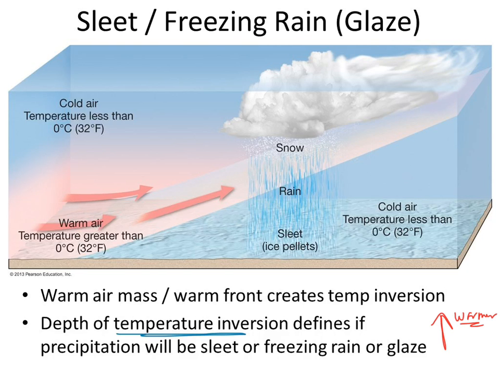I think on my review sheet I said, you can think of it as kind of a warm pocket of air above cold. Okay, and so what that obviously allows the precipitation to do is basically fall as snow, melt into liquid, and then refreeze at the Earth's surface. And we talked that depending upon the depth of the temperature inversion, if it's real deep, you'll get sleet. If it's not very deep, you're going to get freezing rain or glaze.